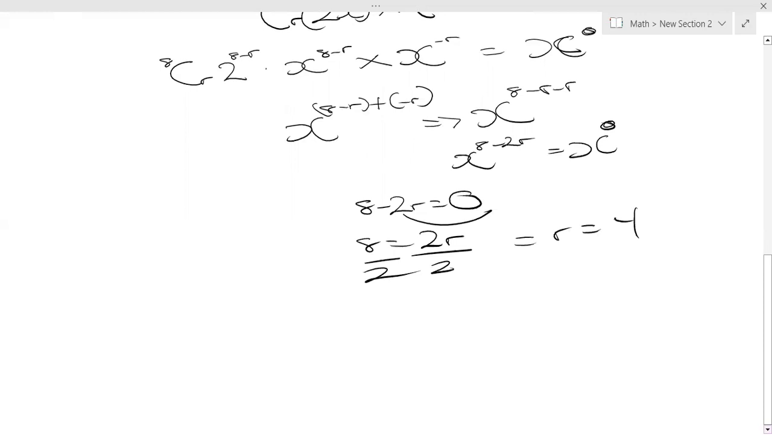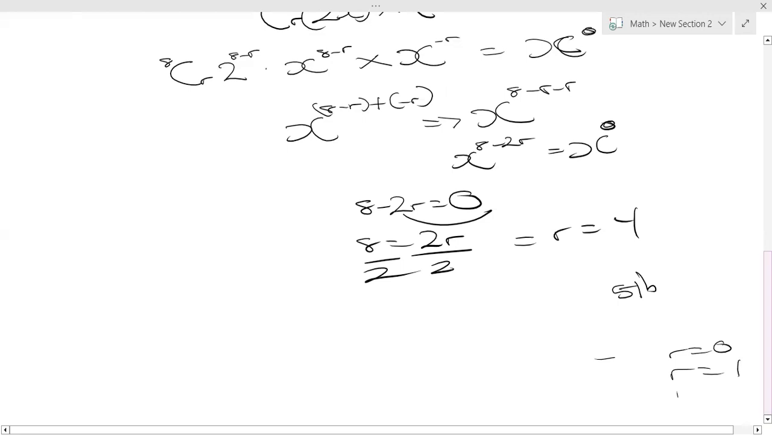And what term is that going to be? It's going to be the fifth. So where's my pen? It's going to be the fifth term, because remember, r starts from 0. So in the first term, r is 0. In the second term, r is 1. In the third term, r is 2. So in the fifth term, r will be 4. So this constant will happen in the fifth term.